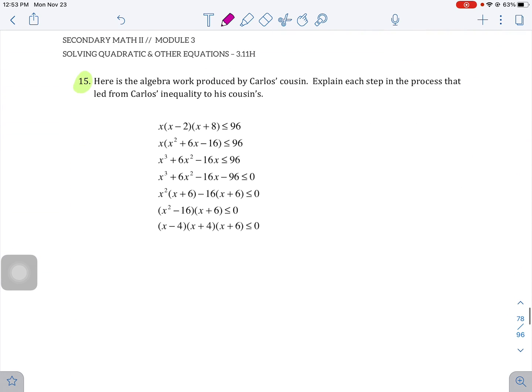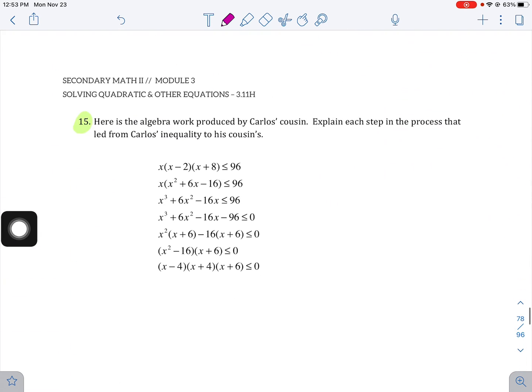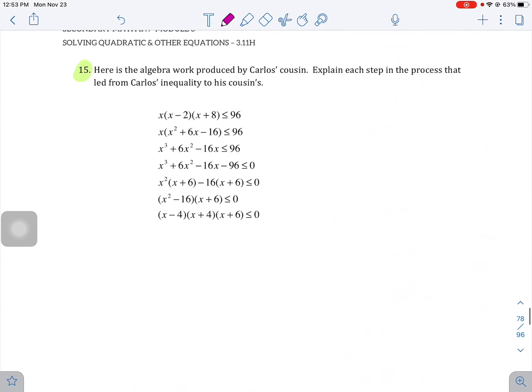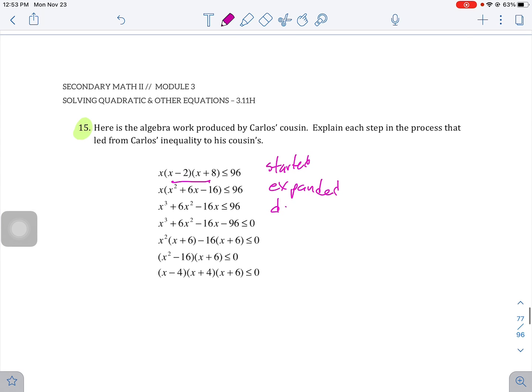The last one is really algebra, and it's looking at what happened in that previous problem to expand from this to this, and it's recognizing these steps. And you know, the first thing that they did here, this is where we started, and this they expanded, right? They multiplied the two binomials together. Then we've got distributive property, right? They distributed the x. And then we used addition. We added negative 96 to both sides.